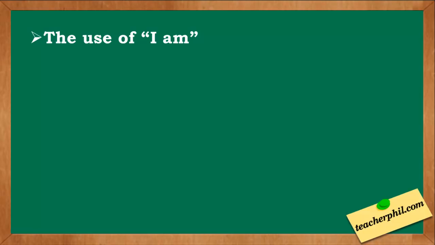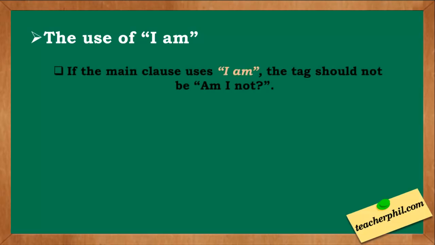The first one is with the use of I am. The original rule was use the same auxiliary verb found in the statement, right? But if the main clause uses I am, the tag should not be am I not. It should be aren't I.